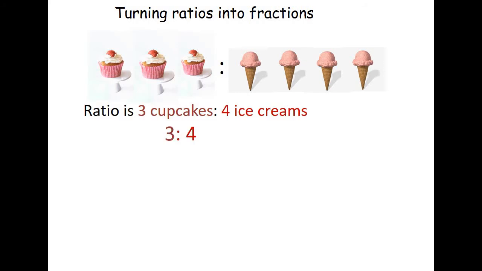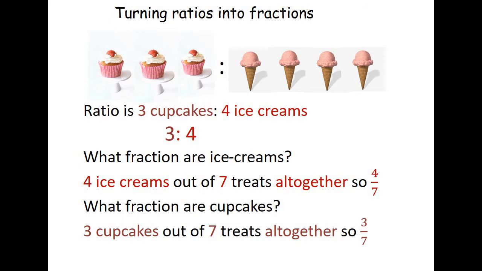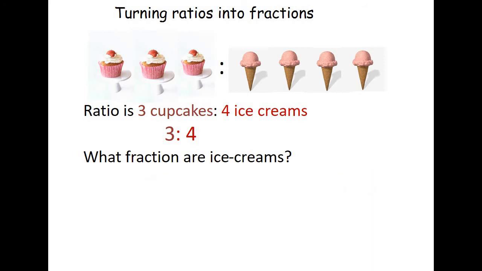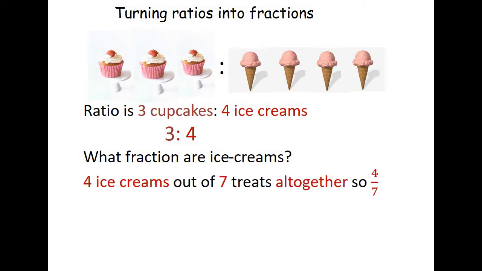So we can write that as 3 to 4. And if we had a question which asked what fraction are ice creams, well, a fraction is the number of parts we have out of the total number of parts. So we've got 4 ice creams out of 7 treats altogether, so that's 4/7.